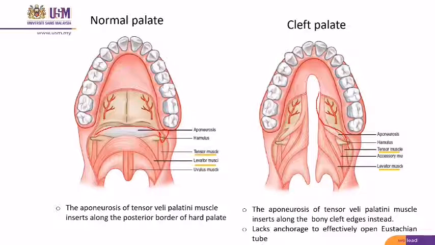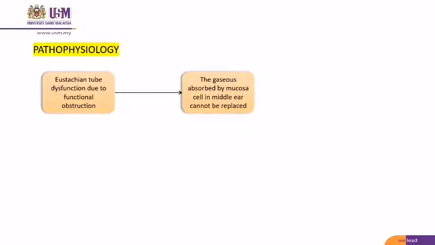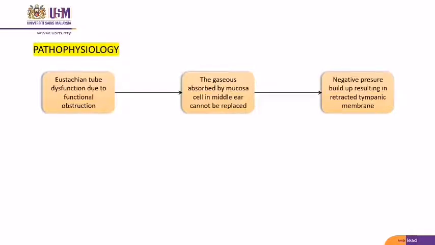Again, the question is how does cleft palate affect hearing? So the first thing we know is the eustachian tube dysfunction because of the functional obstruction. This is caused by the insertion of the tensor veli palatini muscle itself, which helps to open the eustachian tube. The insertion is improper because of the structure of the cleft palate. Now, in the middle ear, there is a constant gaseous absorption by the mucosal cells. But when the eustachian tube becomes dysfunctional, the gases that are being absorbed cannot be replaced. When they cannot be replaced, a negative pressure builds up, and this will result in the tympanic membrane becoming retracted into the tympanic cavity. At a certain point, as the negative pressure becomes more and more, it will trigger the mucous membranes into secretion of fluid into the middle ear space.